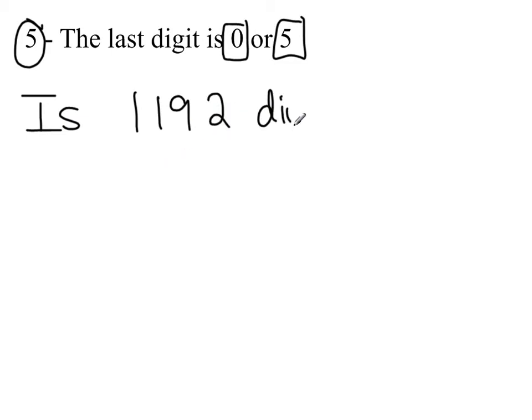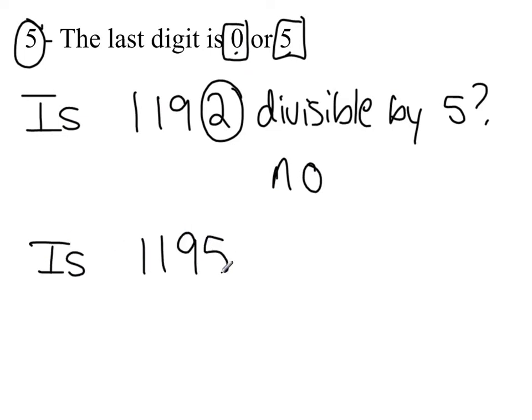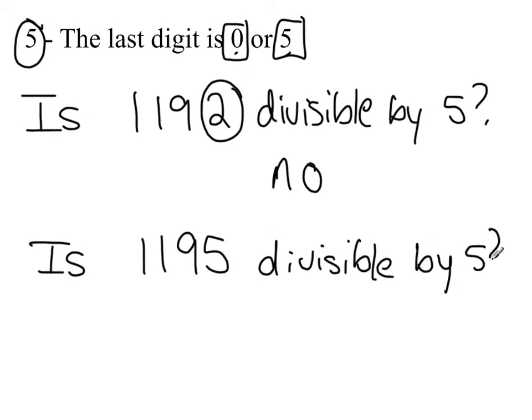So if I gave you a question, is 1,192 divisible by 5? You'd look at your last digit and say, hey, it's a 2. Is that divisible by 5? No, it has to be a 0 or a 5. So here it's no. But if I had asked, is 1,195 divisible by 5? Then you look at the last digit and you see it is in fact a 5. So, yes. If it was a 0, then it would work too. It has to be a 0 or 5. And you can also check by doing long division.